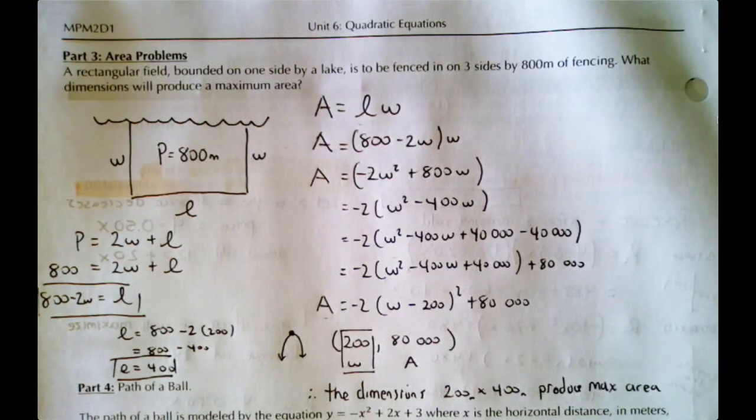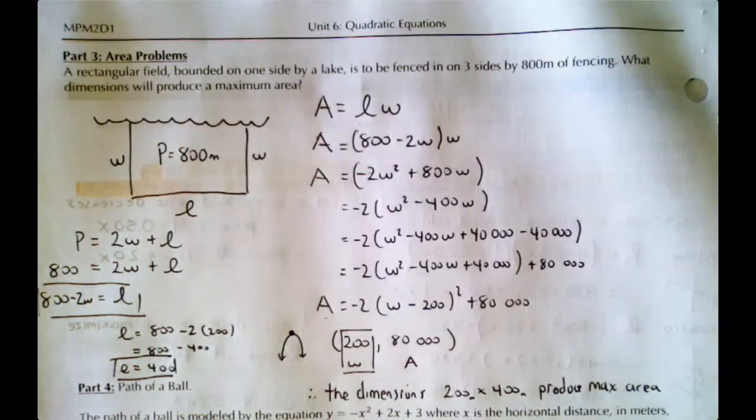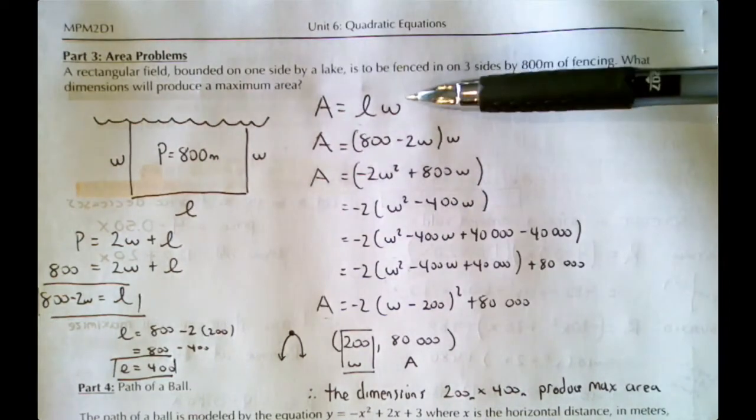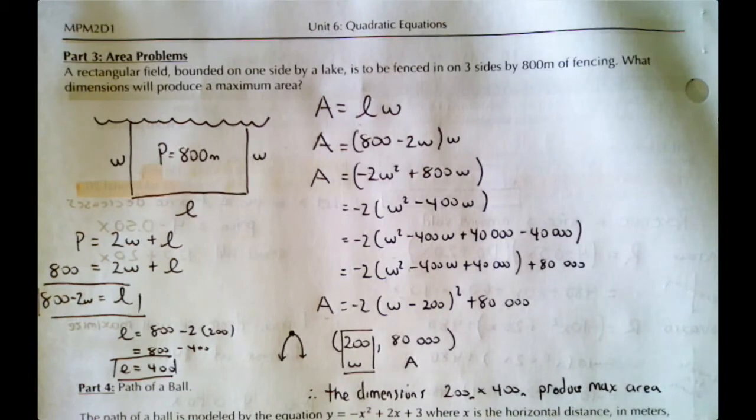And all the area maximization questions will work out the same way. You'll be given information about perimeter. You use that to write an expression for either length or width. You write area equation, replace one of the letters, and you're off to the races completing the square. Okay, last example. This will be your favorite. That's not sarcasm.